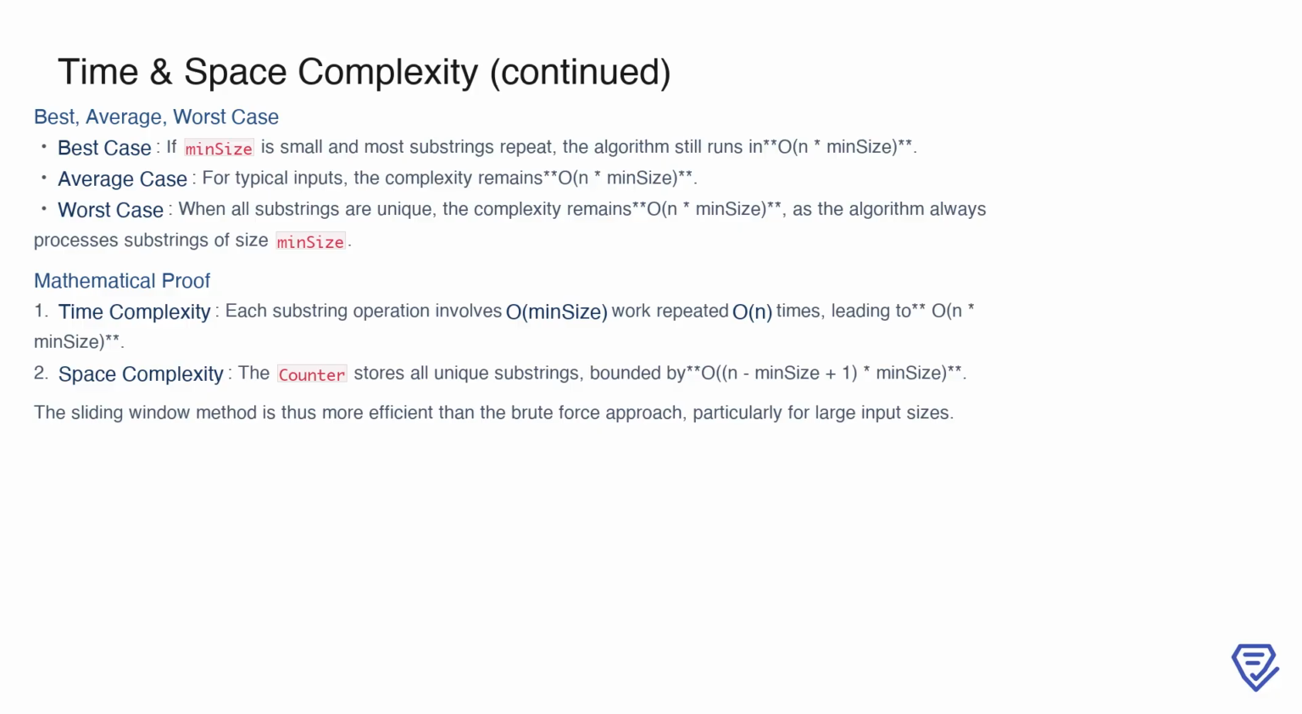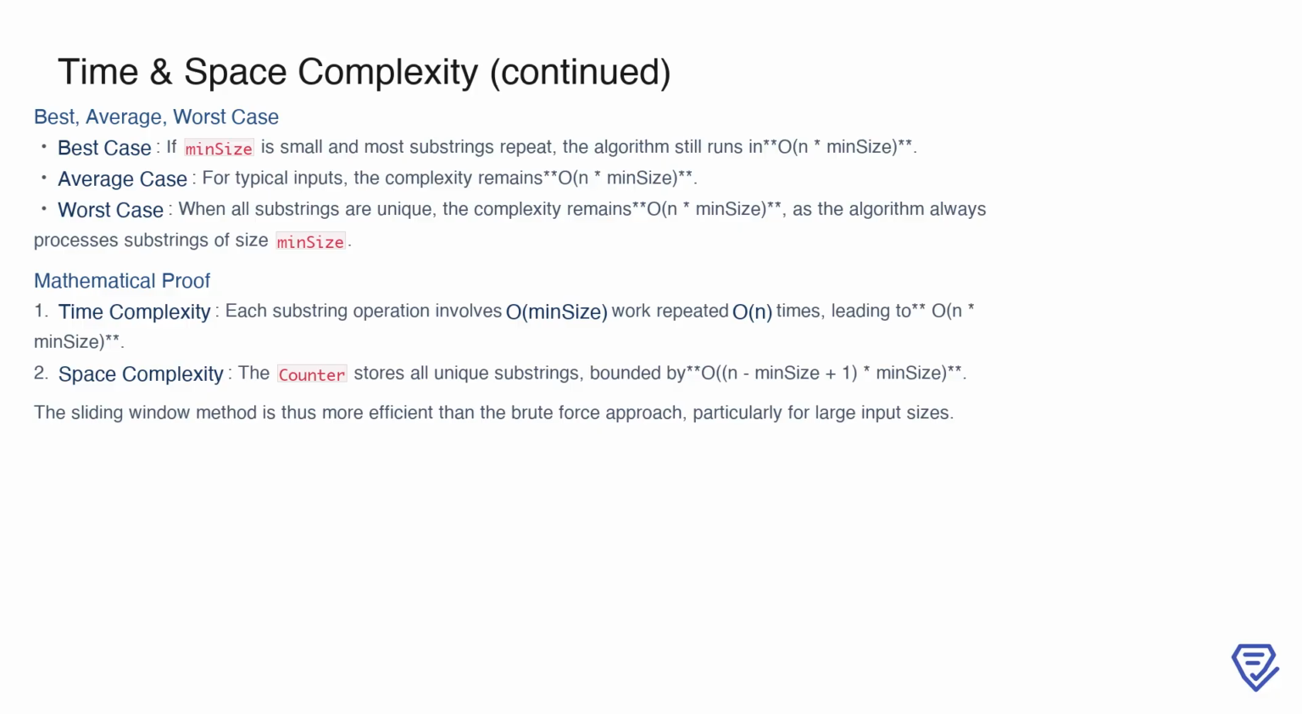Even in the worst-case scenario, where all substrings are unique, the algorithm does not deviate from this complexity, as it always processes substrings of a fixed size, min size. Mathematically, the time complexity arises because each substring operation takes O(min size) and is repeated O(n) times, leading to O(n * min size). Similarly, the space complexity is dominated by the counter, which, in the worst case, requires storing all unique substrings, resulting in O((n minus min size plus 1) * min size) space. Thus, the sliding window approach is significantly more efficient than the brute force alternative, especially when dealing with larger input sizes.